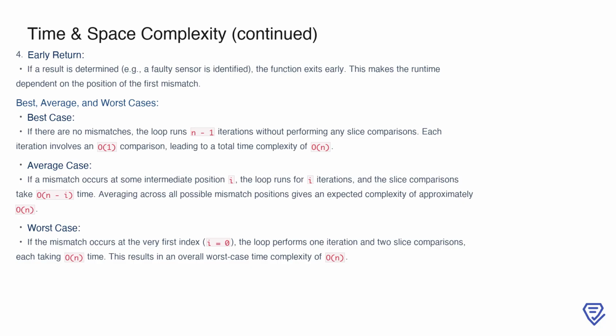In the worst case, a mismatch occurs at the very first index. Here, the loop performs one iteration, but the slice comparisons dominate the computation time, each taking O(n). As a result, the total worst-case time complexity remains O(n). This analysis highlights how the function efficiently handles mismatches while maintaining linear time complexity in all scenarios.